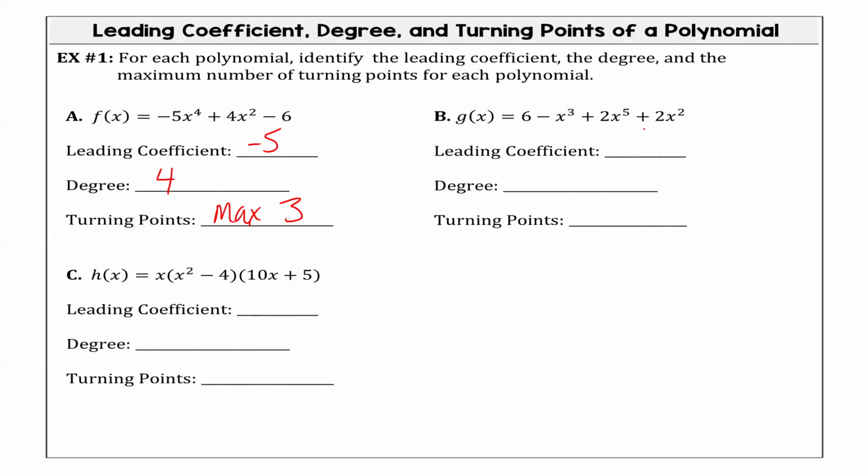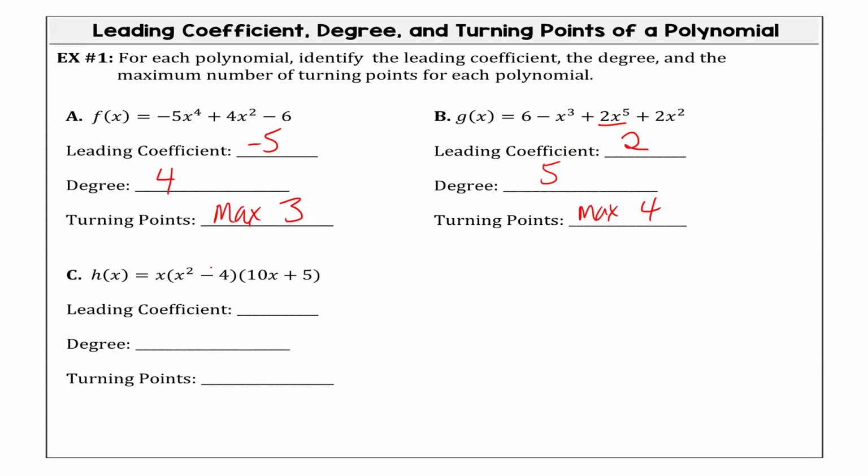All right, so on B, what was my leading coefficient? 2. Don't let the order fool you. What was the degree? And therefore my max turning points was, or is.